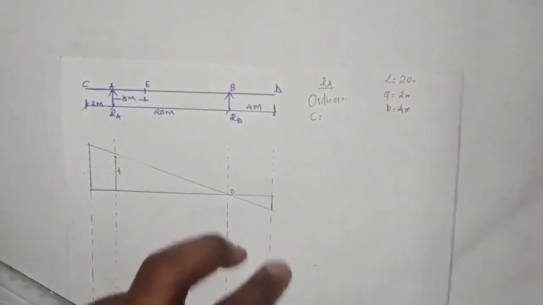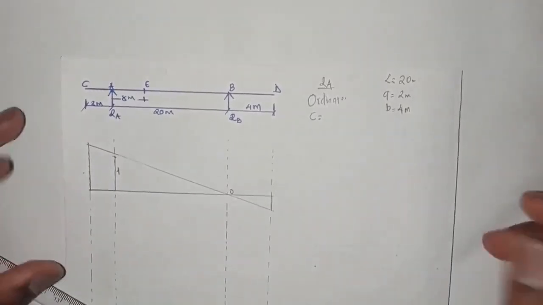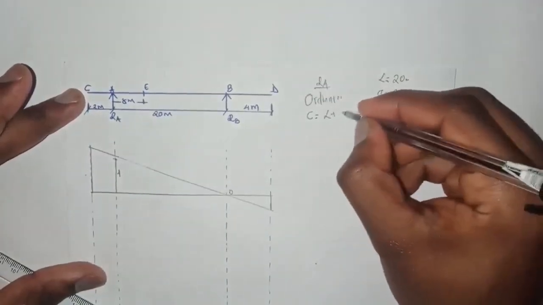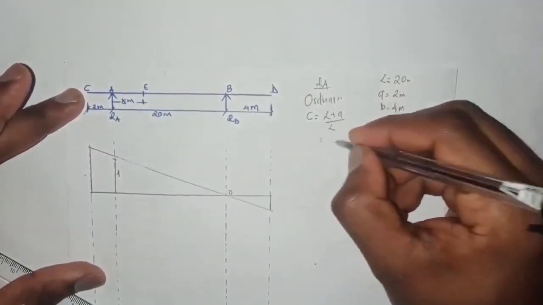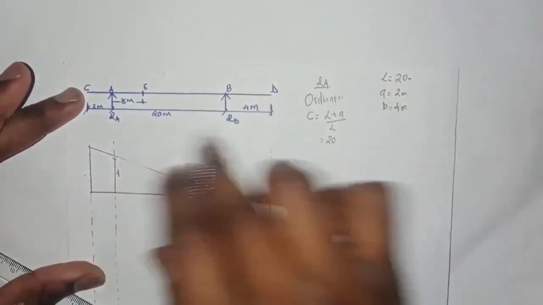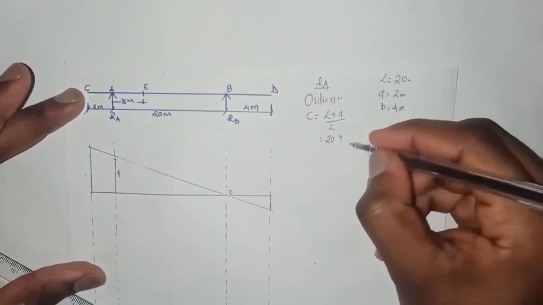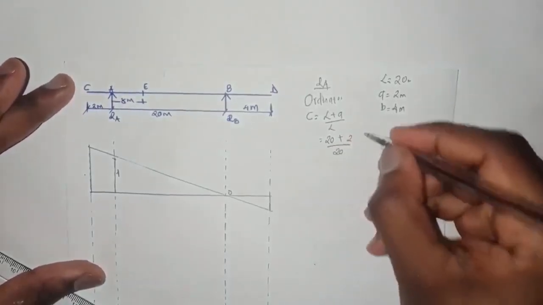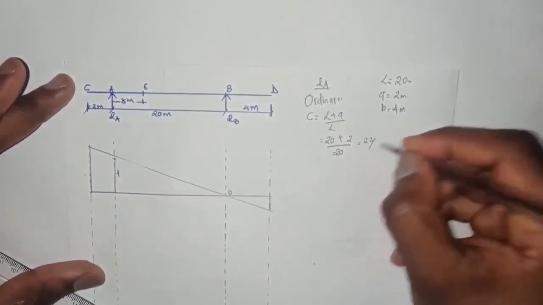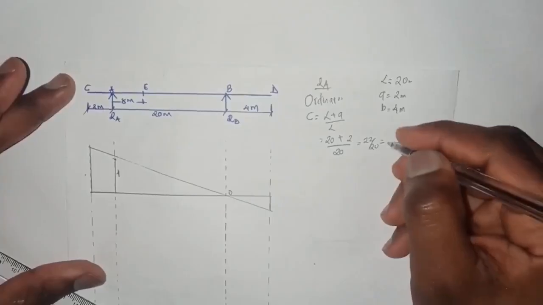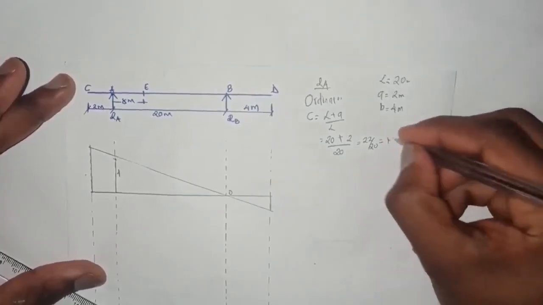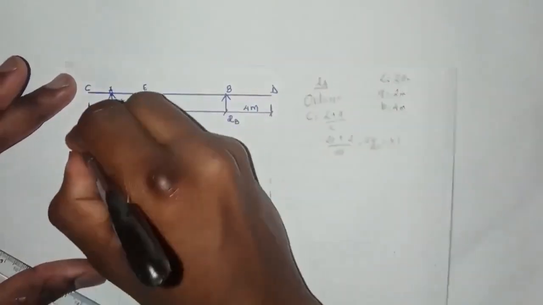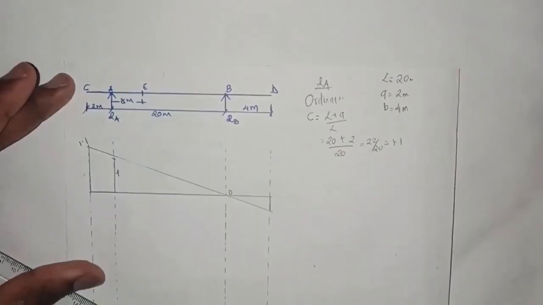So to calculate our ordinate at C, the formula is always (L plus a) all over L. So it equals 20, our whole span, plus a, which is 2, all over 20, which equals 22 over 20. In decimal form, it is going to be 1.1. So you have to indicate here that it is 1.1.